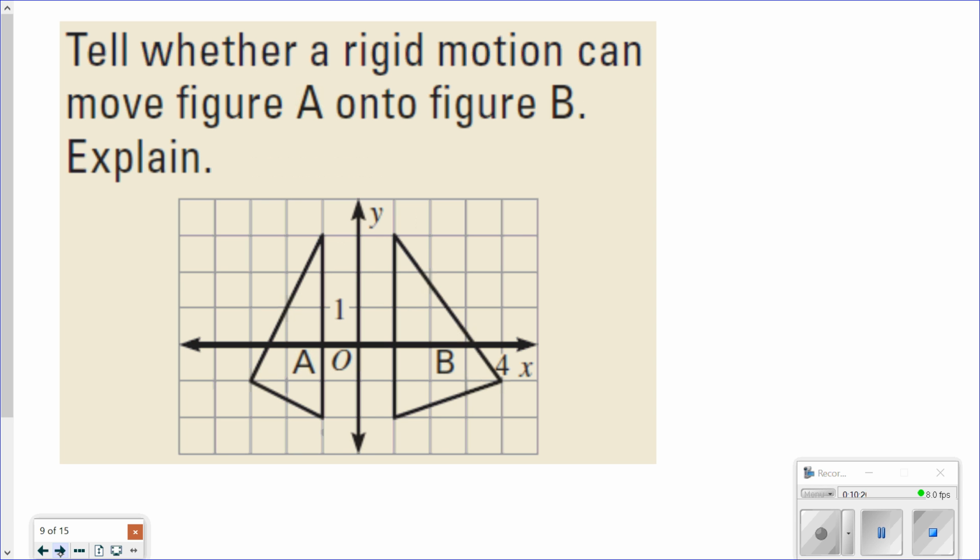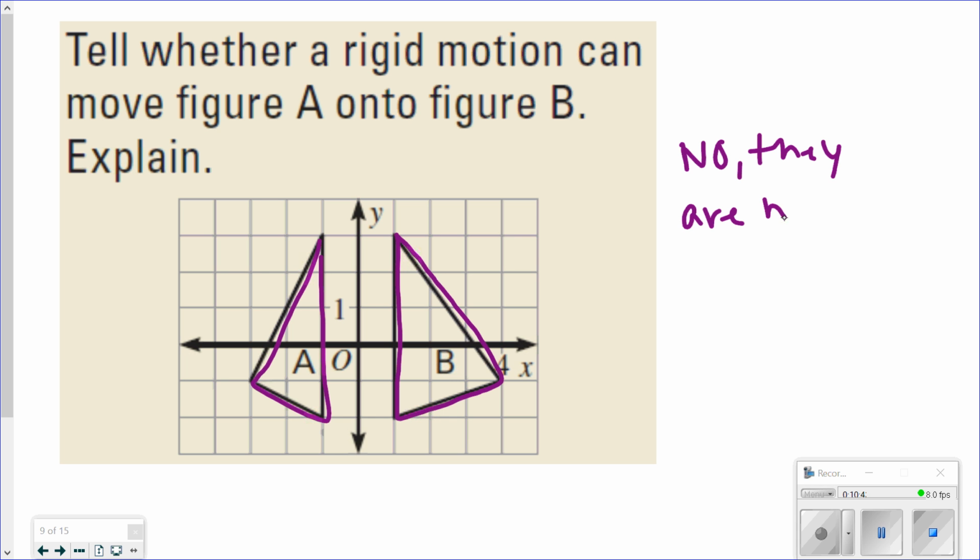Tell whether a rigid motion can move figure A onto figure B and explain. If we look at A here and B, are these the same size? The answer is no. So they are not congruent. They are not the same size. So a single transformation could not make A look like figure B.